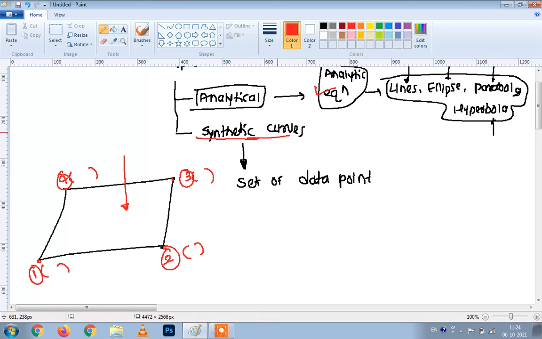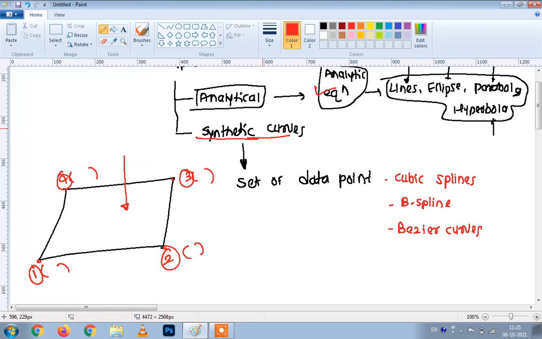Now, various types of synthetic curves are cubic spline. Cubic splines are used. In CATIA also, you must have used the spline command in drafting. It is defined by the set of data points. B-spline is a type of synthetic curve. Then Bezier curves. This is also a type of synthetic curve.